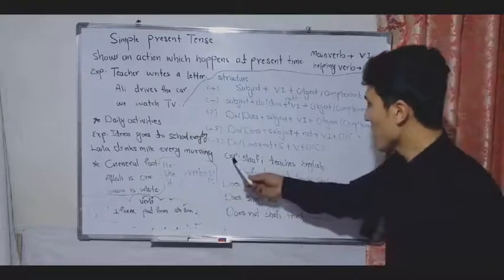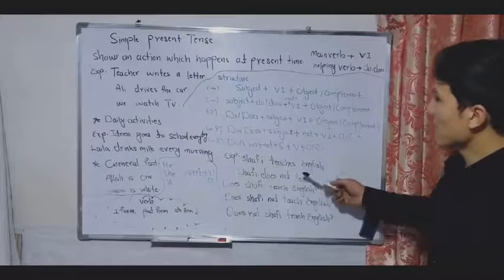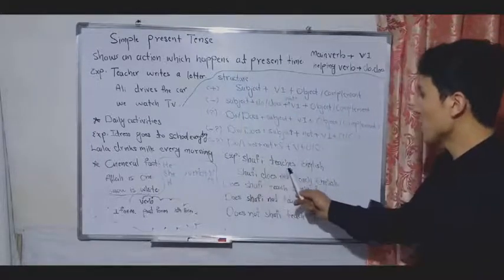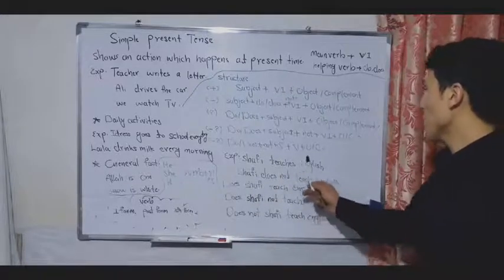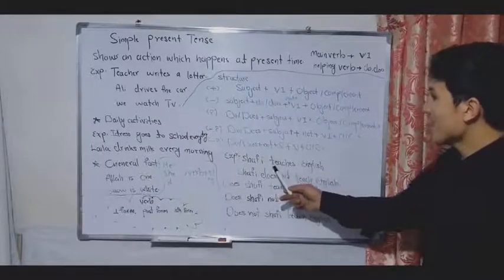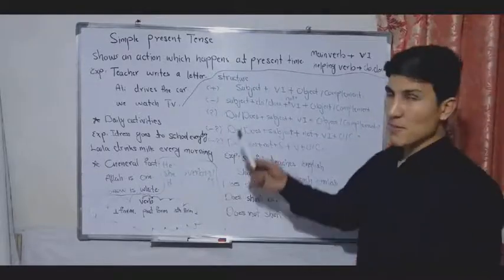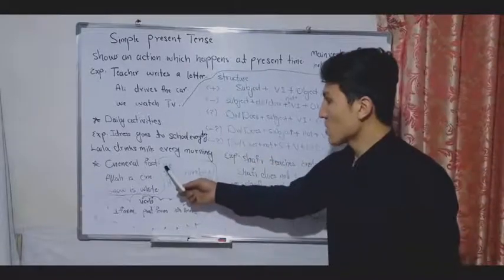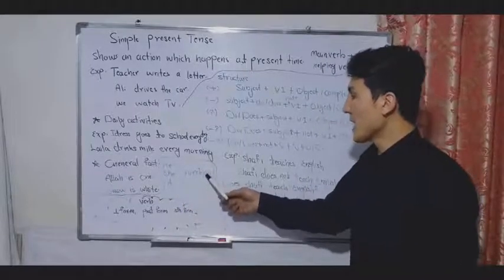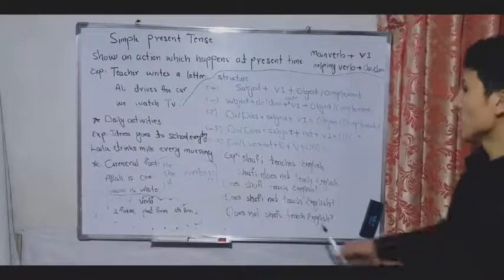Look at this example. Shafi teaches English. This is in this structure: Shafi, subject; teaches, verb; English, object. Why don't we say teach? Why do we say teaches? Because in simple present tense, with the subject pronouns he, she, it, verbs will take s and es. And this is the rule.